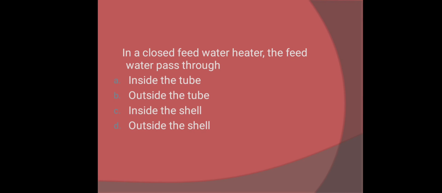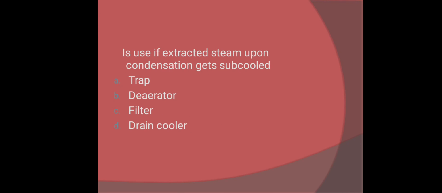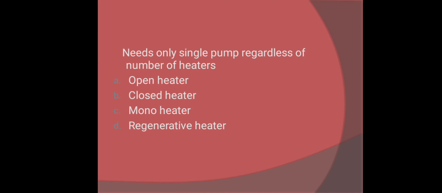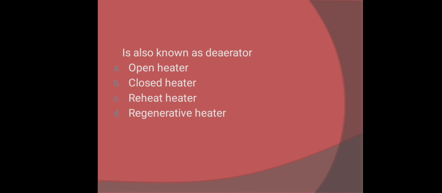Next, in a closed feed water heater, the feed water passes through blank. Sagot natin dyan ay letter A, inside the tube. Next, blank is used if extracted steam upon condensation gets subcooled. Sagot natin dyan ay drain cooler. Letter D. Next, blank needs only single pump regardless of number of heaters. Sagot natin dyan ay letter B, closed heater. Next, blank is also known as deaerator. Sagot natin dyan ay letter A, open heater.